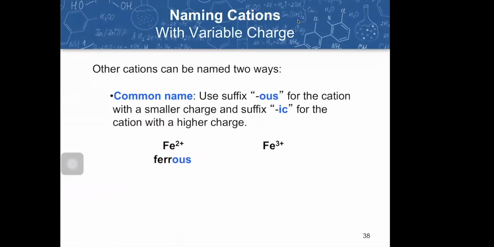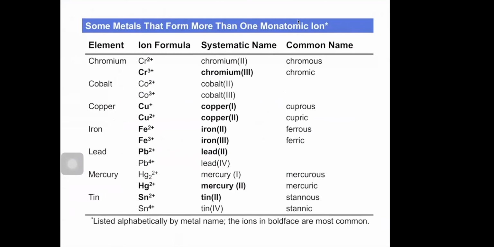Okay? So again, yung lower charge, we attach the suffix OUS. So we name that as ferrous. And then yung higher charge naman, we name that as ferric. So ferrous and then ferric. So ito yung ibang samples ng systematic name. So there are some transition elements na all of them, they have a systematic name. However, not all of them have a common name. So example here, you have chromous, chromic, you have cuprous, cupric. Yung cobalt, wala siyang Latin name. So cobalt 2 and cobalt 3 lang siya.